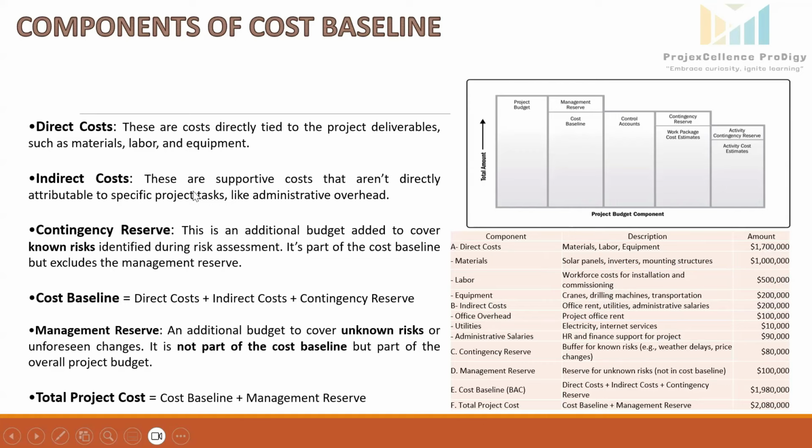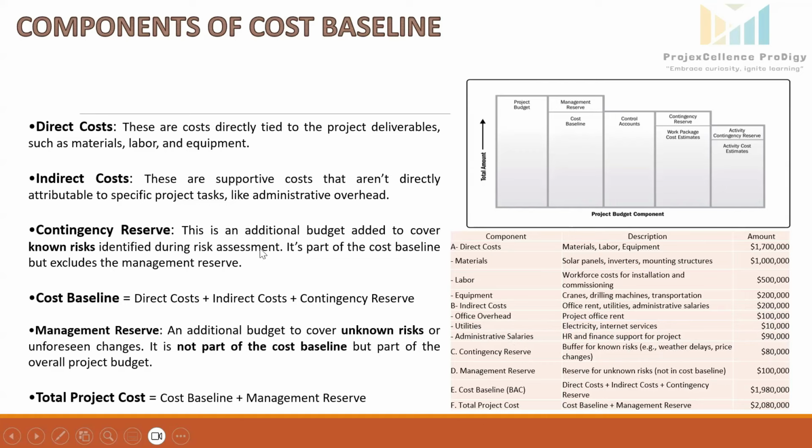Come to the indirect cost. These are supportive costs that are not directly attributable to specific project tasks. These are like administrative overheads. So if we see here, office overhead, the project office rent is costing $100K. And utilities, meaning the electricity, internet services, is costing 10K. And administrative salaries, HR and finance support for the project, is costing 90K. So total indirect cost is coming up 200K.